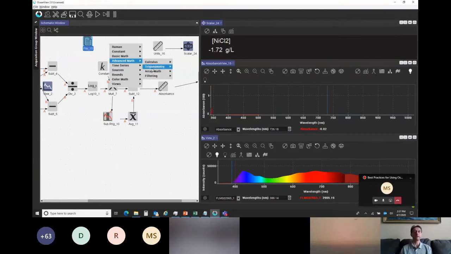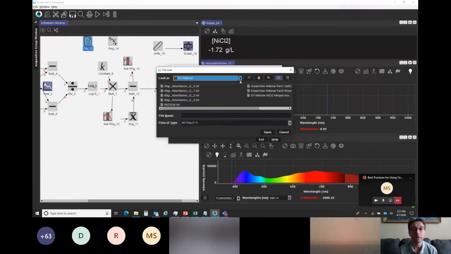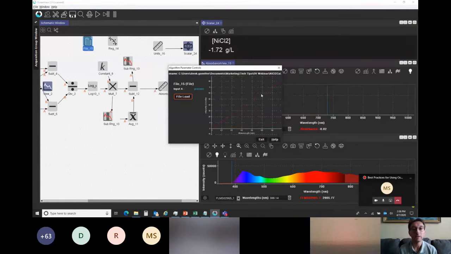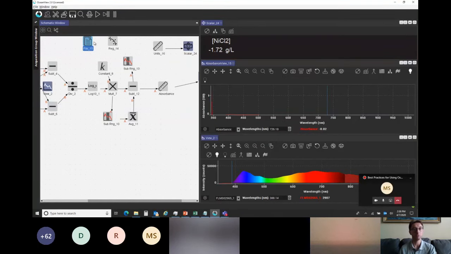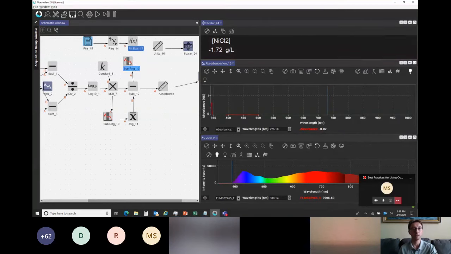So now let's go to advanced math, array math, and linear regression. Let's bring in that file we had mentioned. Hopefully it, OV webinar. So that was our nickel cow. And see, that was the line that the data set had characterized or drawn there. So that was the values from that file. We're going to bring it into a linear regression. And we're also going to bring in an array map here, a function evaluator, evaluate function. We're going to bring that in.